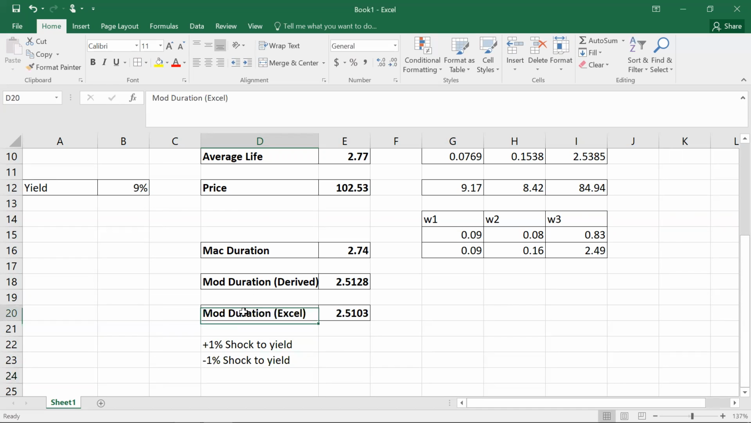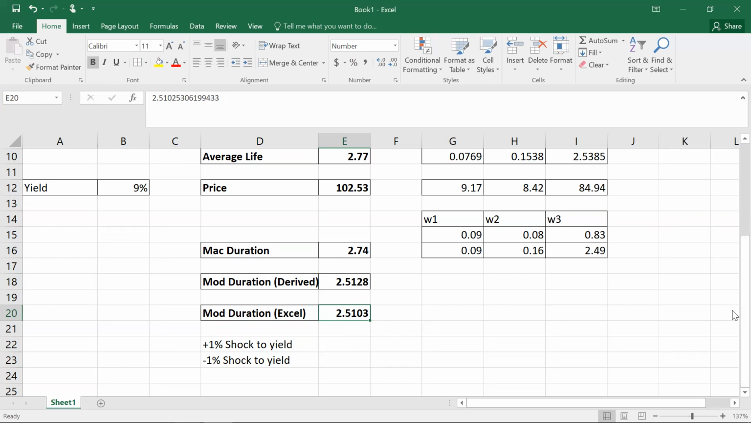The concept of modified duration means that for a 1% shock in interest rate, the value of the bond will change by 2.5103%. MAC duration and average life are functions of time, but modified duration, apart from being a function of time, is also an indicator of interest rate sensitivity. So when there is a shock of 1% in the yield, the value of the bond is going to change by 2.5103%. We can derive that also.